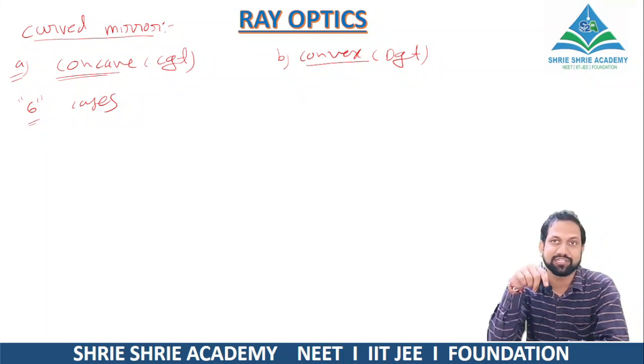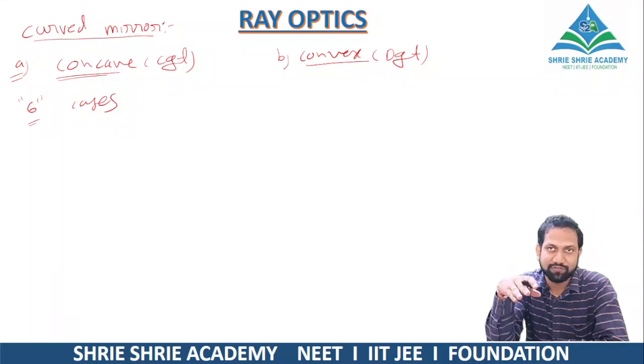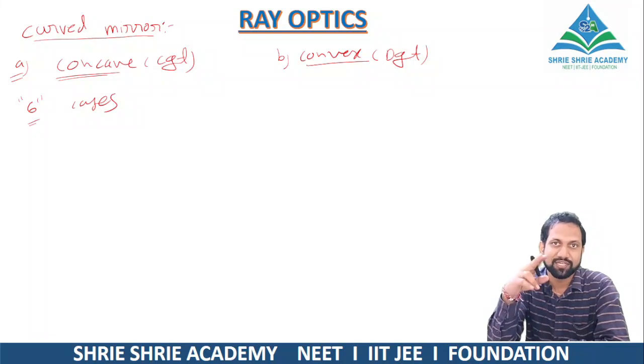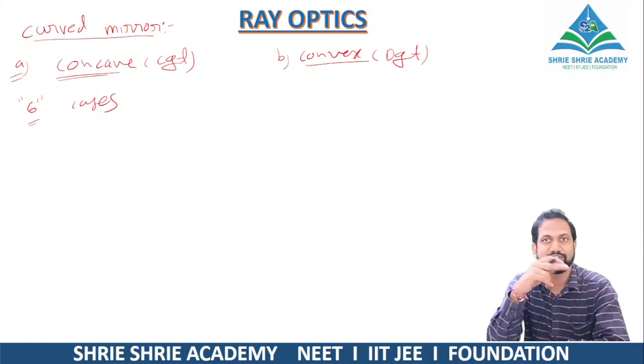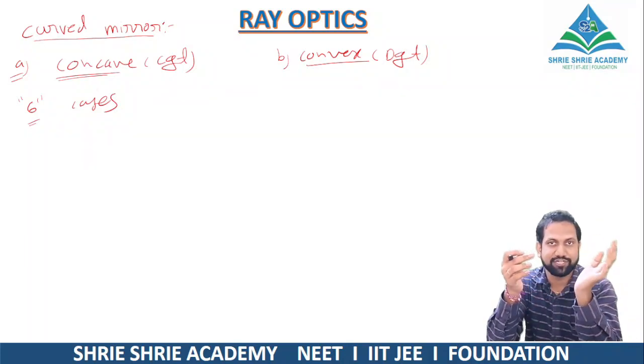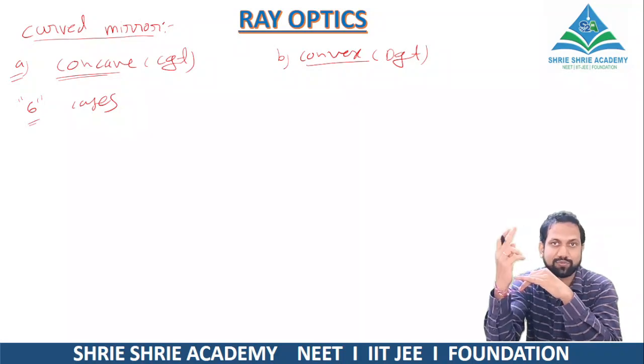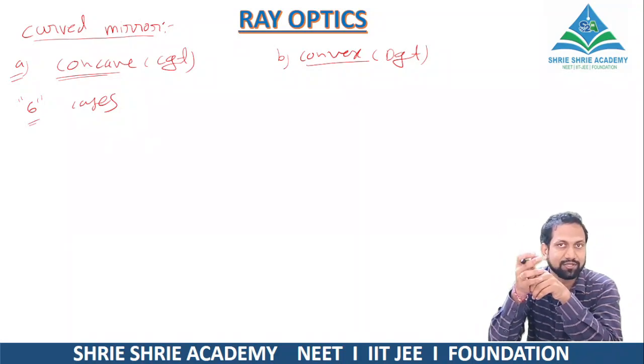Case 1, when the object is at infinity, the image formed will be at the focus, and the nature of the image will be real, inverted, diminished. Case 2, if the object is beyond the center but not at infinity, then the image is in between focus and center, and the nature of the image is real, inverted, diminished. Case 3, when the object is at the center, then the image is also at the center, real, inverted, same size as the object. Case 4, if the object is in between center and focus, then the image will be beyond the center, real, inverted, enlarged, the size of the image greater than the object.